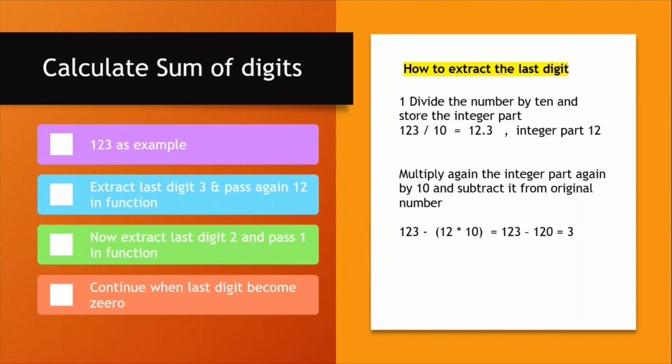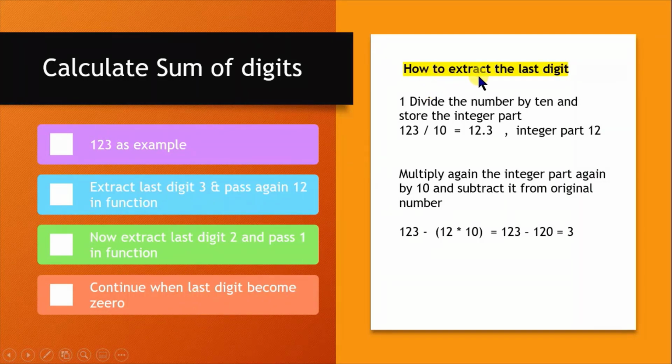Calculate sum of digits. See, I have a number 123 as an example. So what will be the answer? 1 plus 2 plus 3. So we have to again calculate it with the help of recursive lambda. I want to make a new recursive lambda for this. So how we can do it? First of all, we need to understand the logic. We have to extract last digit 3 and pass 12 again in the function. So every time we have to extract the last digit and pass into the function to find the next last digit again, and we have to keep summing it out. Okay, so now extract last digit 2 and pass 1 in the function. Fine. So continue this until the last digit becomes 0.